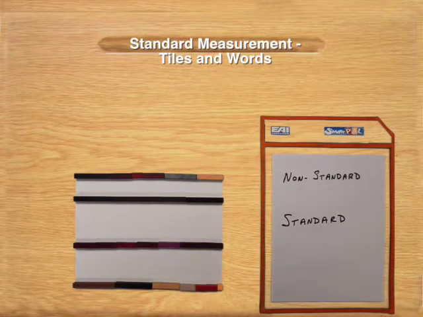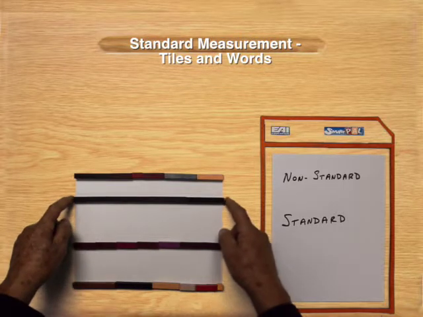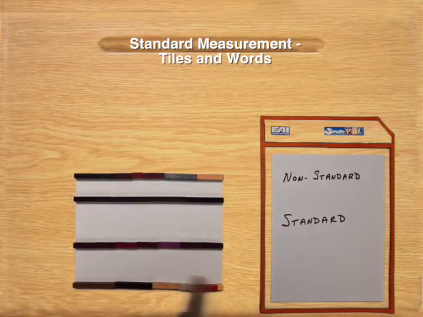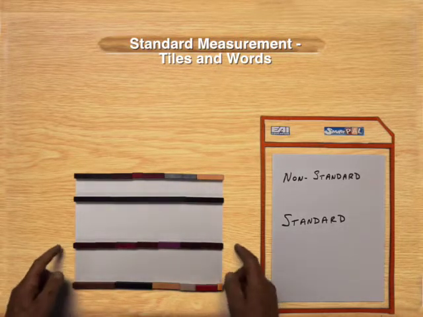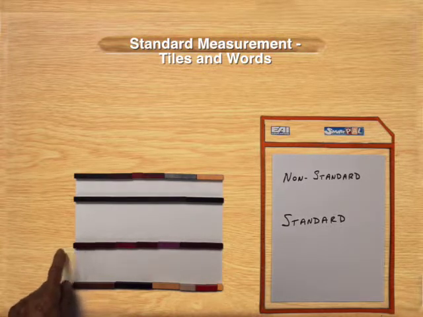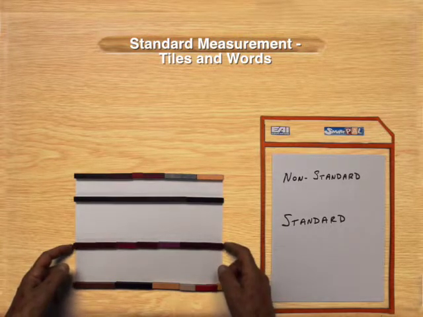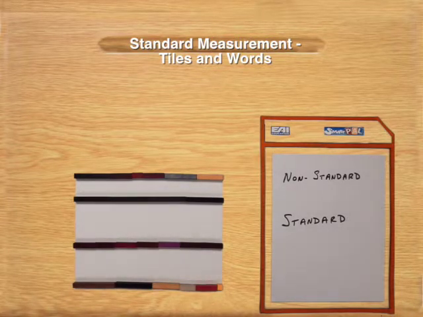Now, the idea with standard measurement is that everybody uses the same measurement. So in other words, if everybody in the class used black Cuisenaire rods, everybody in the class would get the length of this piece of paper to be 4 rods. If everybody in the class used purple Cuisenaire rods, everybody in the class would have the length of this piece of paper being 7 Cuisenaire rods. And that we call standard measurement.